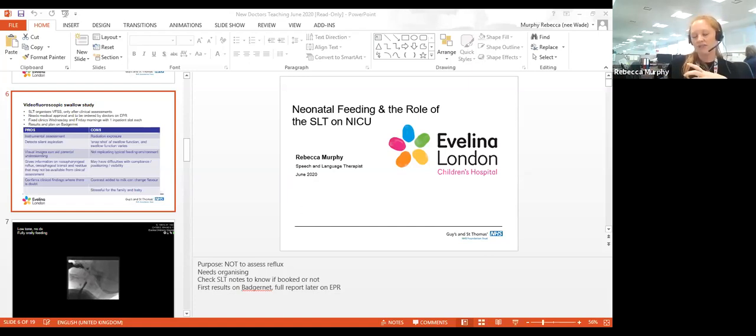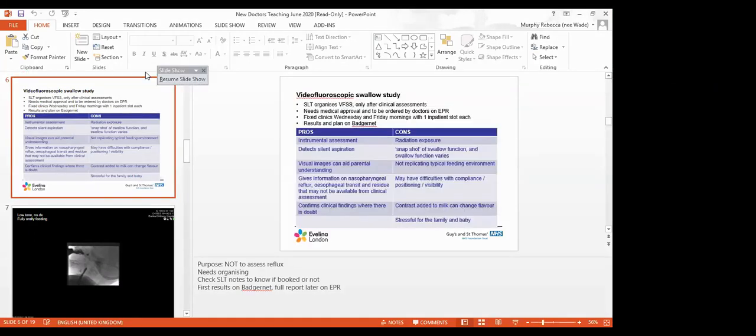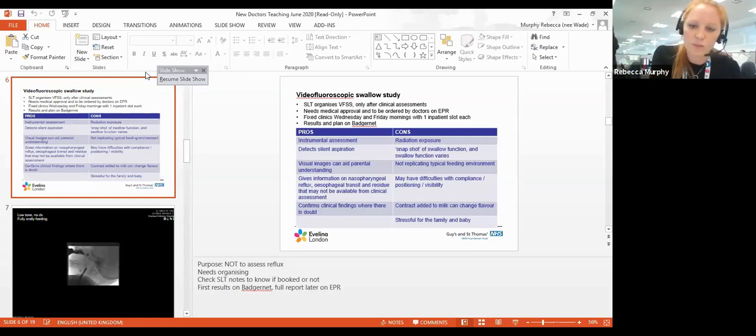We might have some difficulty with compliance as a result if the baby's really stressed in being in that room or for whatever reason. Then, so we were on the negatives, weren't we? So it's not a typical feeding environment. You might have some difficulties with compliance. Contrast is added to the milk, so that can often change the flavour. Not so much of an issue with the little ones, but it can be more of a difficulty with older children. And obviously it can be very stressful for the family in general.